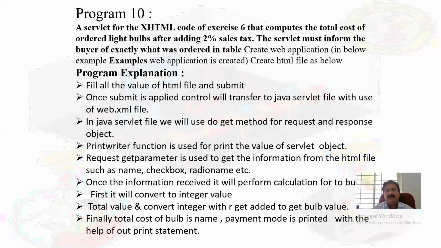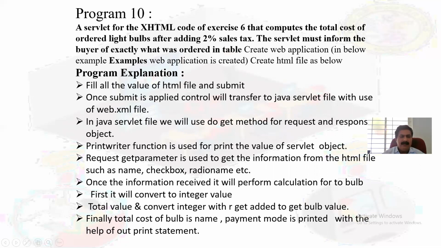Request.getParameter is used to get the information from the HTML file, such as name, checkbox, radio name, etc. Once the information is received, it will perform the calculation for the bulb. First, it will convert to an integer value, get the total value, and add it to get the bulb value. Finally, the total cost of the bulb is printed. Payment mode is printed with the help of the print statement.